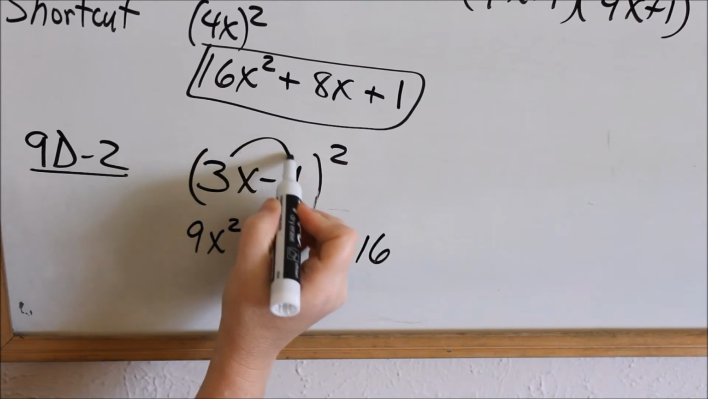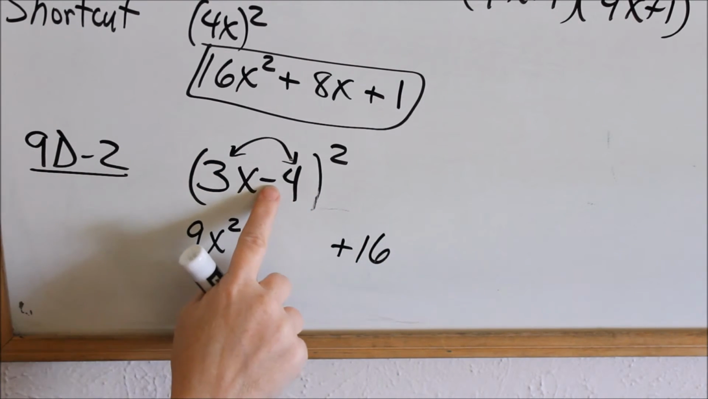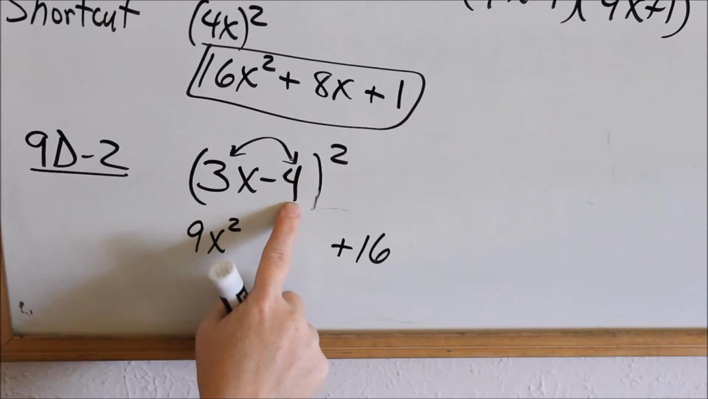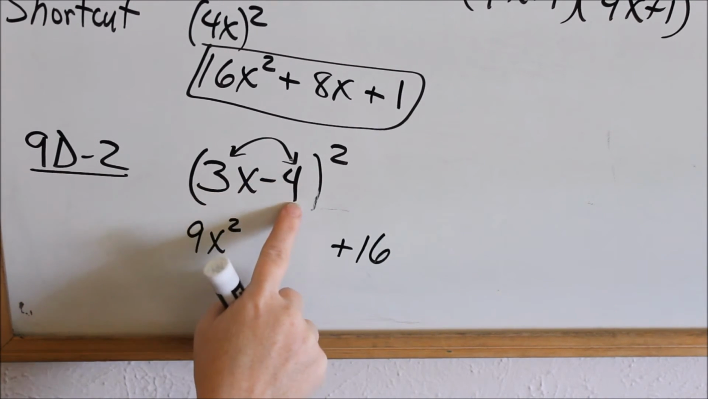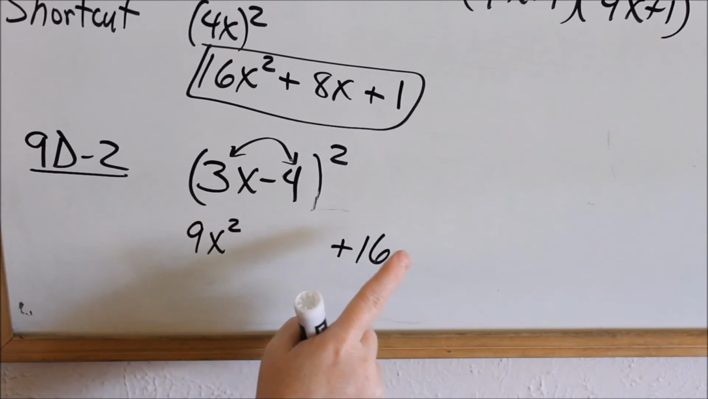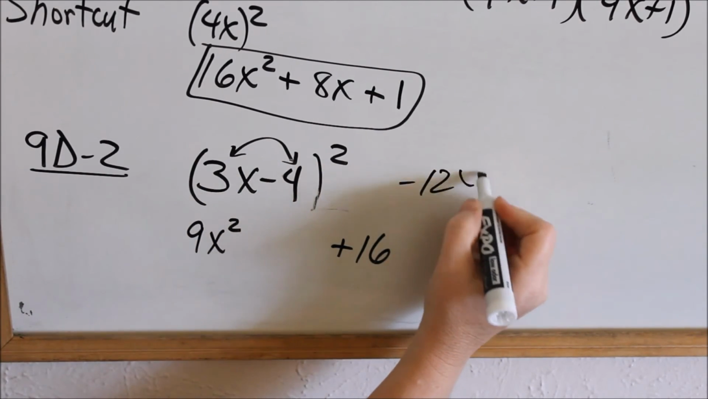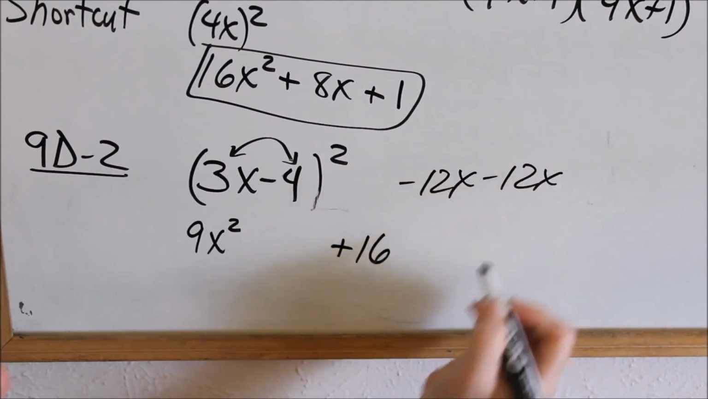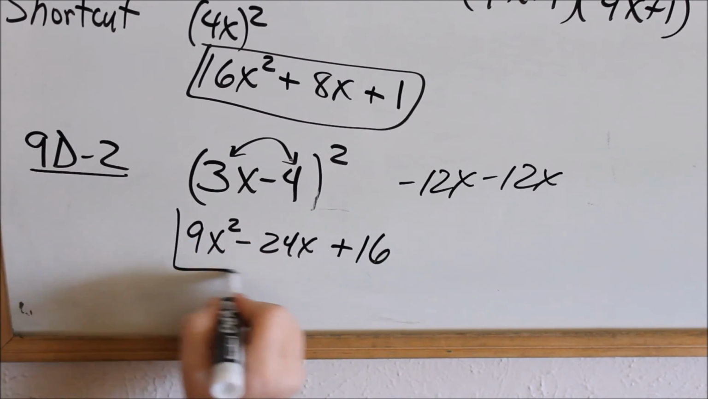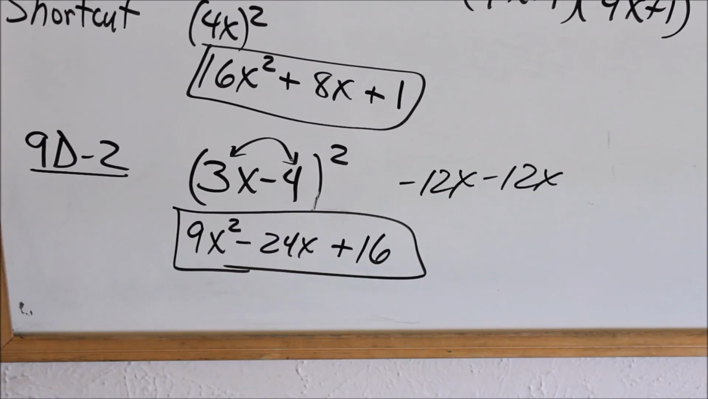Now take the first term times the second term and take into account your sign. A positive 3x times a negative 4 is a negative 12x, and then double that. Negative 12x and a negative 12x, I'm in debt 12 and I'm in debt 12 more. That would be negative 24x. And that would be your answer. So the sign in front of the number goes with the number.